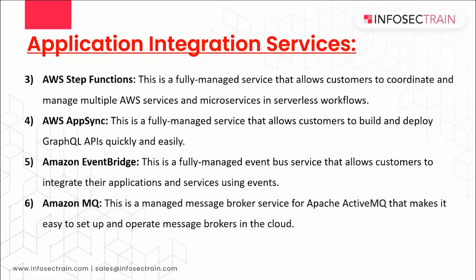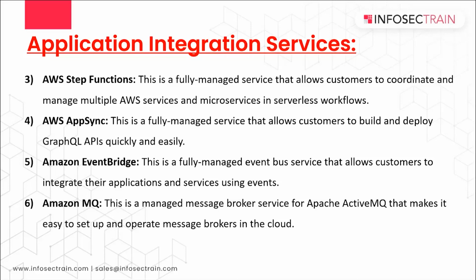Then there is AWS AppSync. This is a fully managed service that allows the customer to build and deploy GraphQL APIs quickly and easily, right? With AWS AppSync, you can generate a GraphQL API quickly and very easily. Then we have something called Amazon EventBridge.